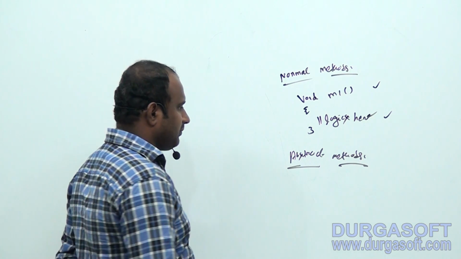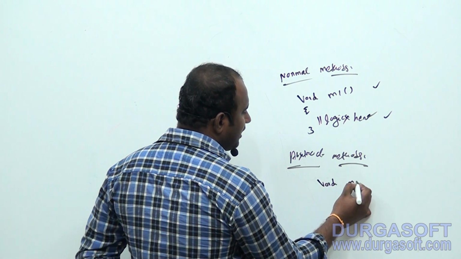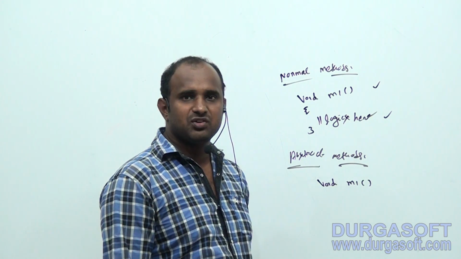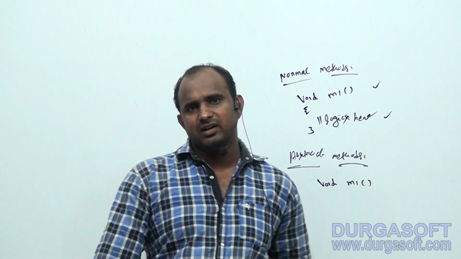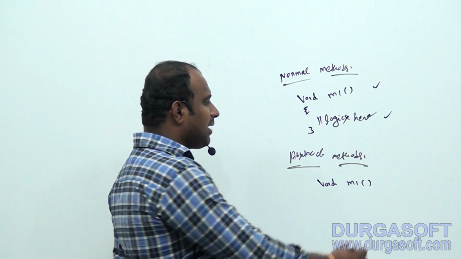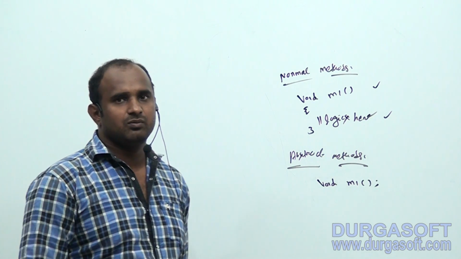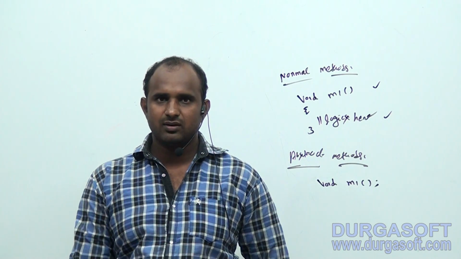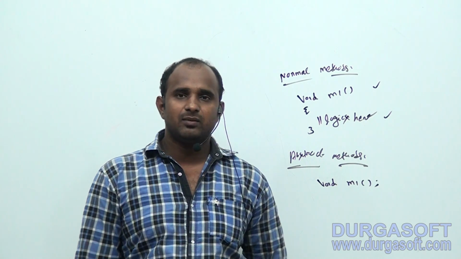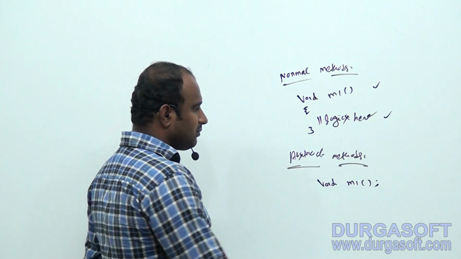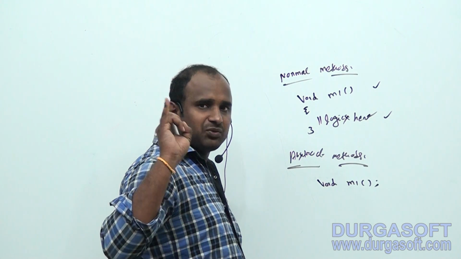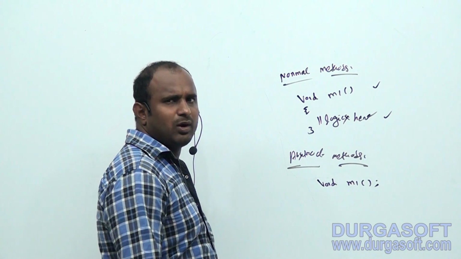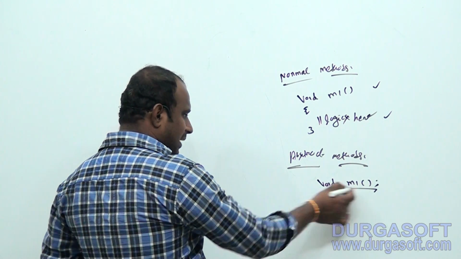Then what do you mean by abstract method? An abstract method contains only the method declaration, but there is no implementation. Each and every abstract method must end with a semicolon. In entire Java, a method ending with a semicolon is by default abstract. So that method is an abstract method. Point number one, an abstract method contains only the method declaration. Point number two, an abstract method ends with a semicolon. Point number three, to represent that a particular method is an abstract method, use a modifier.